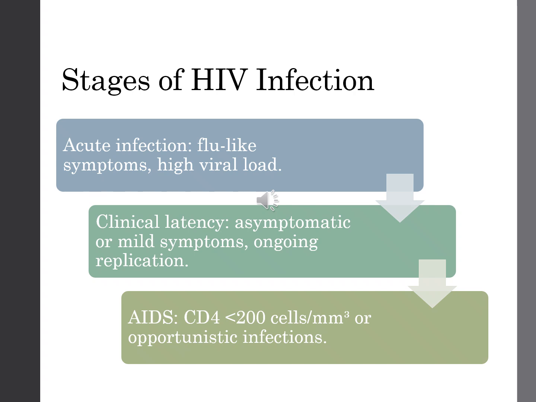We then have our clinical latency or our chronic HIV stage. This can last many years. They oftentimes will have a few symptoms, but mainly this is where the virus keeps replicating. Then we have stage 3, our late stage. This is where we diagnose it with AIDS. This is often a CD4 count of less than 200 or a diagnosis of an opportunistic infection. So that would be something like Pneumocystis pneumonia or Kaposi sarcoma.